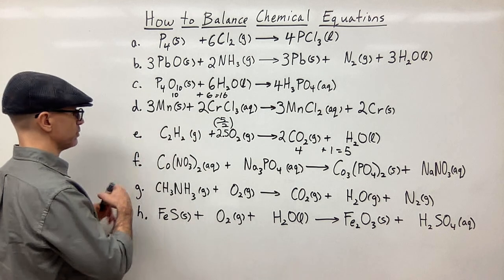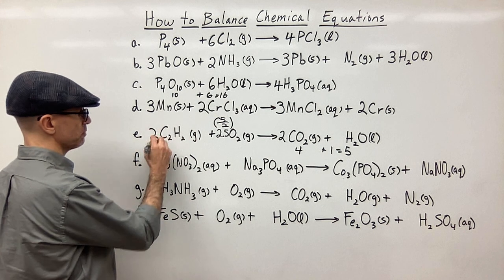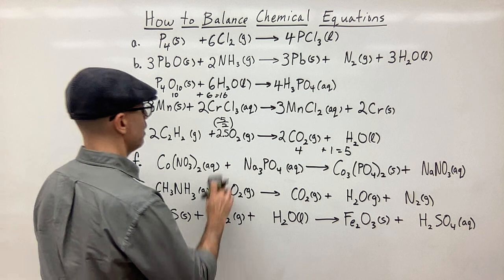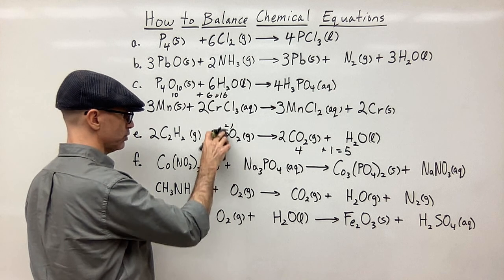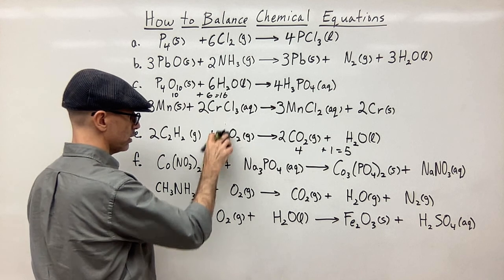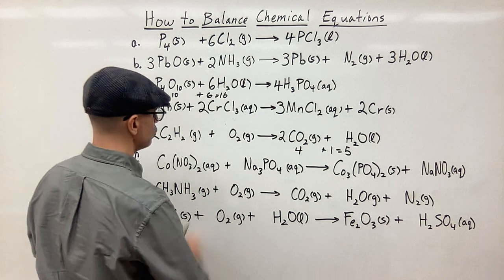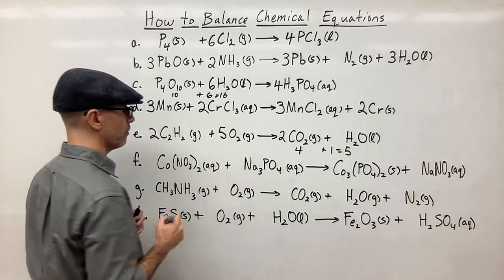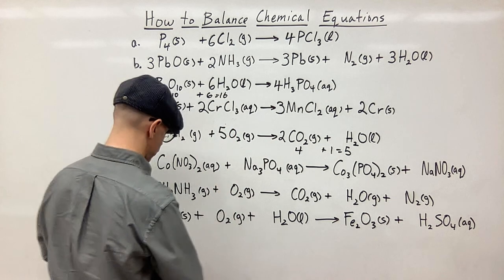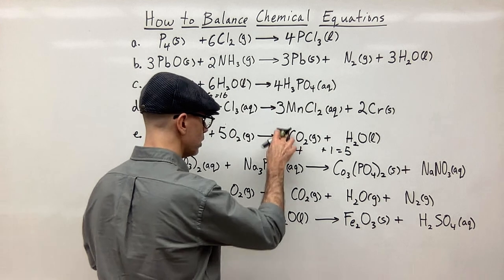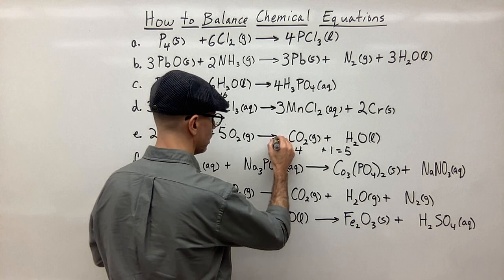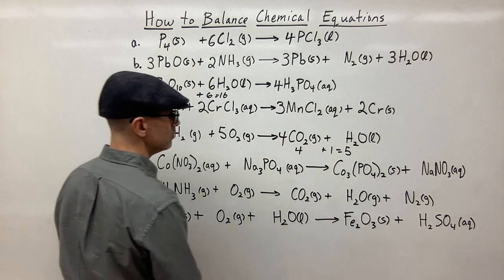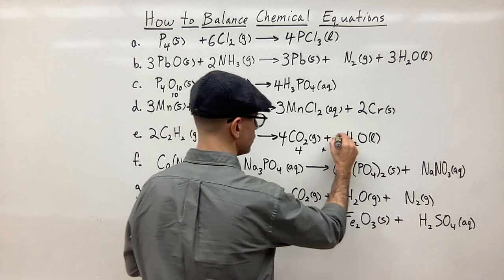So 1 times 2 is 2 here. And then here, 5 halves times 2 is 5, or 2.5 times 2 is 5. So I'm going to put a 5 here. 2 times 2 is 4. So I'm going to put a 4 there. And 1 times 2 is 2.